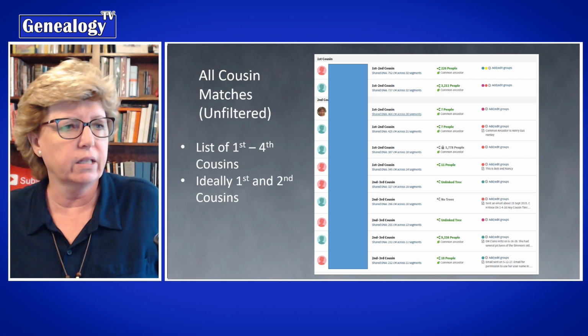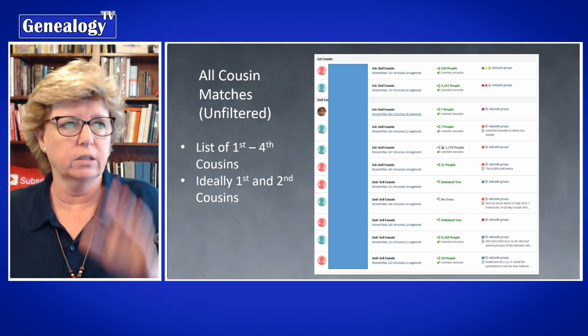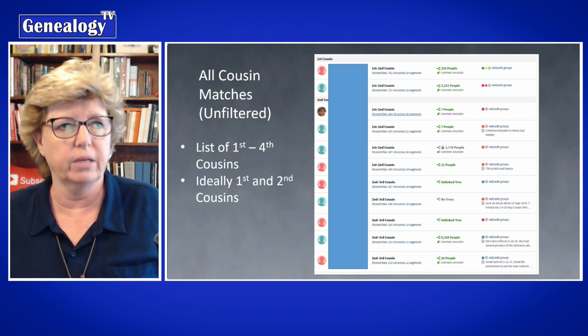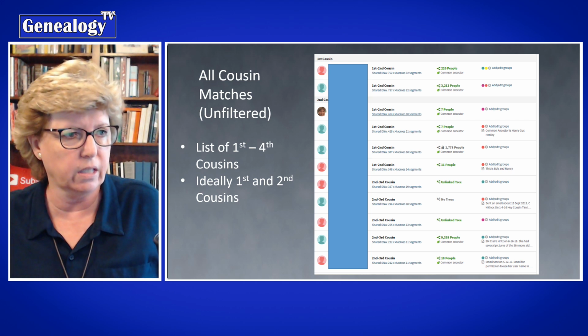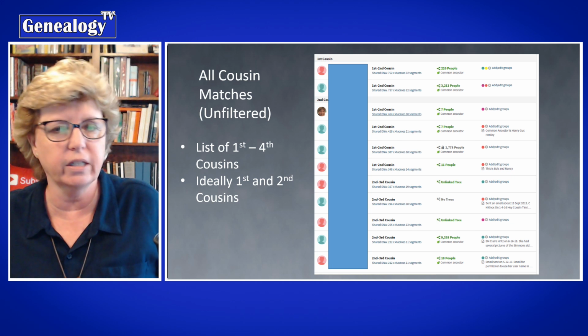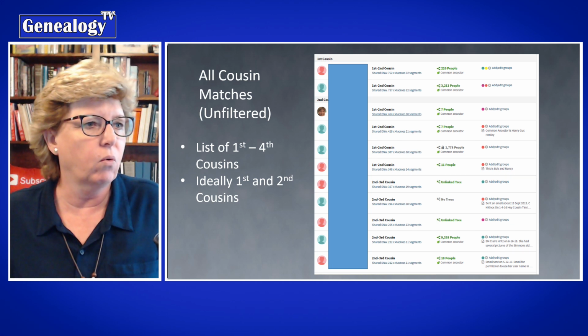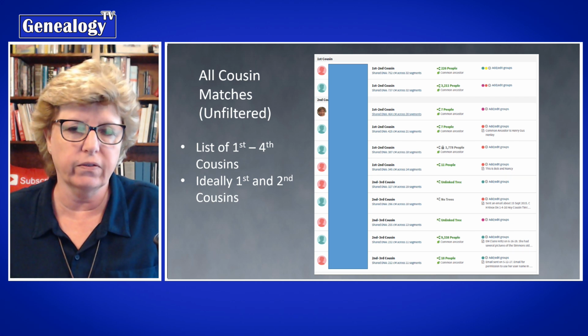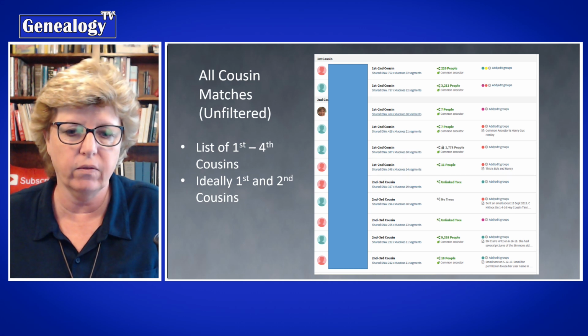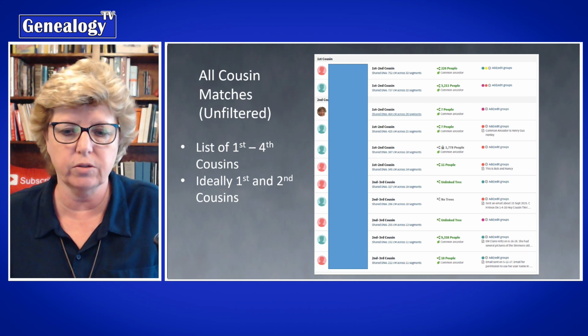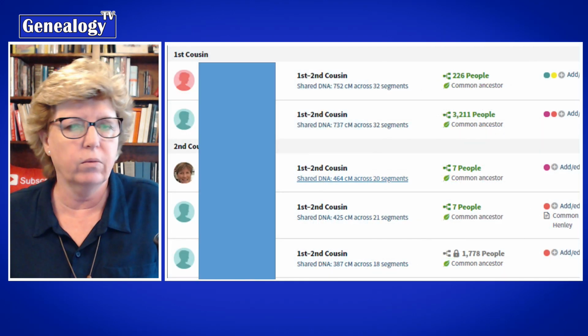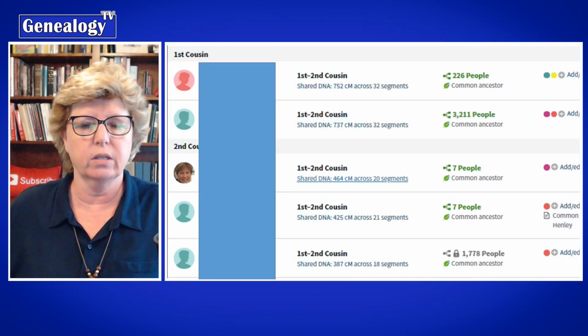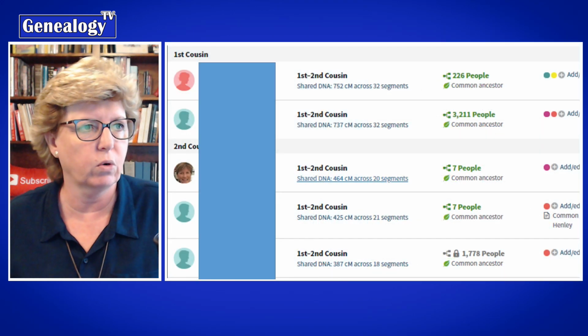So we've got this list here. I've filtered it. I just scrolled down to just the first and second cousins. It's about all I could fit on the screen at the moment. If we can use our first and second cousins, you're going to have the best chance of success with this strategy. But we can do this with third and fourth cousins as well. It just takes a little bit more work.